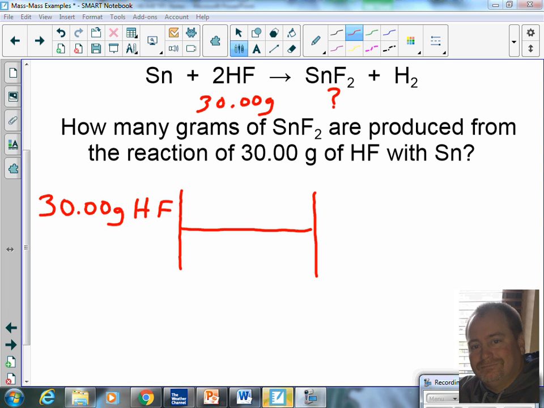What am I going to use as my conversion factor? Okay, obviously I want what to cancel? Grams of HF to cancel. So I just calculated that. 20.00634 grams HF. I just calculated that, right? That's the molar mass. That is the mass of how many moles? 1 mole.